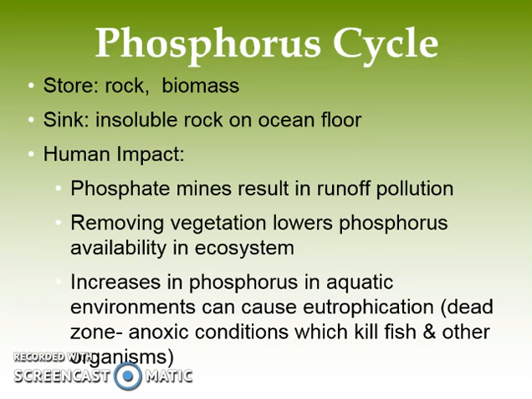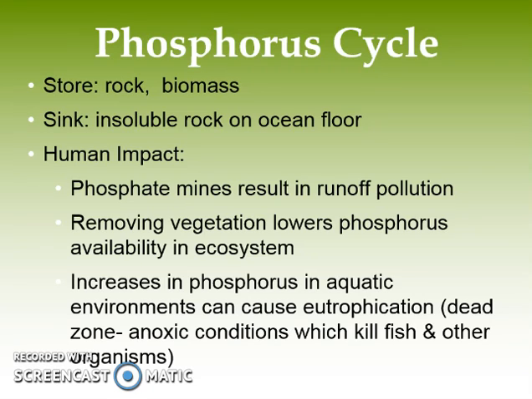The store for the phosphorus cycle, where is most phosphorus? It's in the rock and biomass. It's in us. It's insoluble, or insoluble rock on the ocean floor is a phosphorus sink. And humans are impacting it mostly because of needing it for fertilizers. So our phosphorus mines have a lot of runoff pollution from them. It's being introduced into our ecosystem by fertilizers and getting into the aquatic environment, again leading to eutrophication.